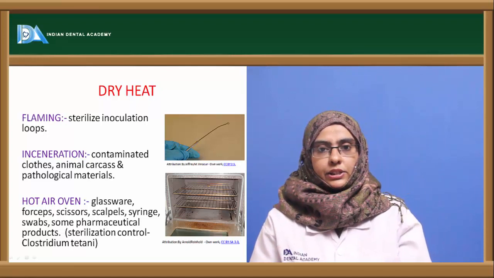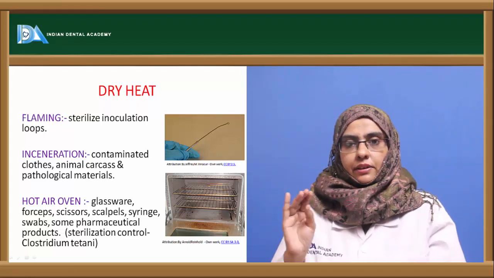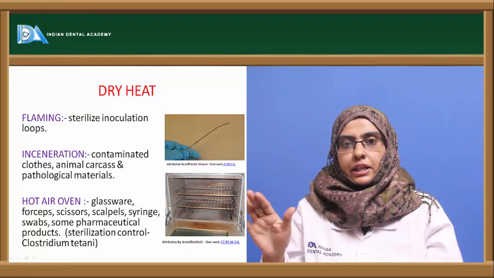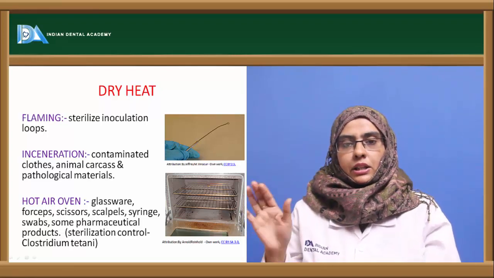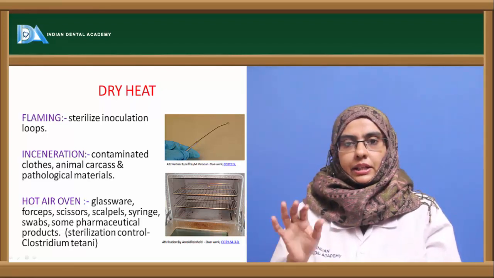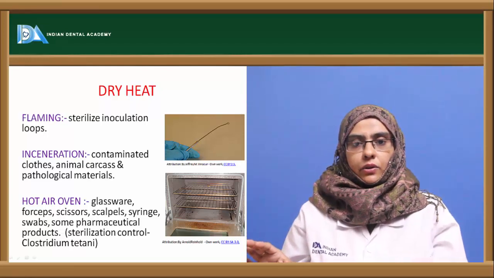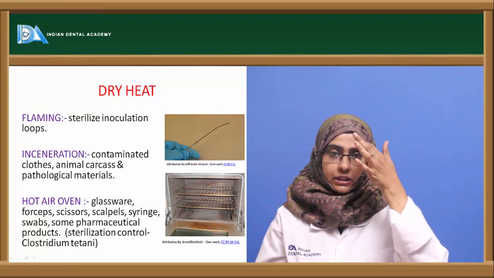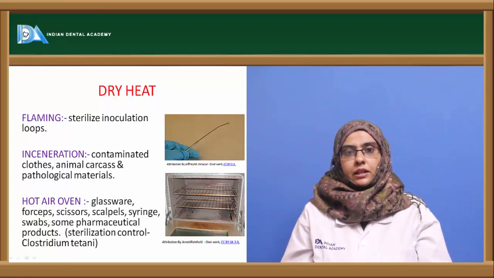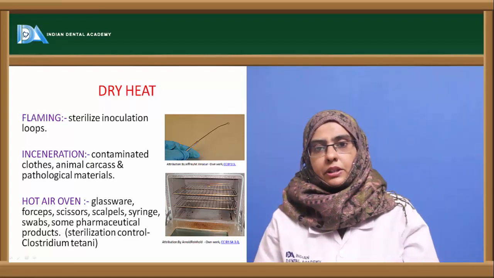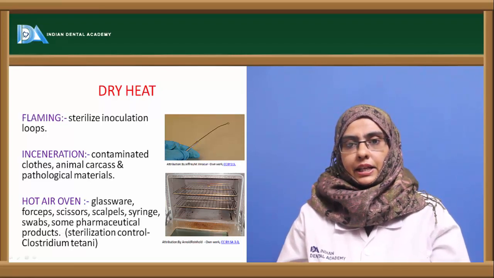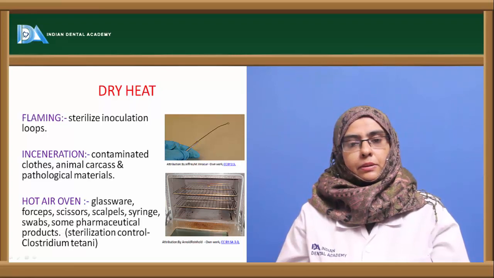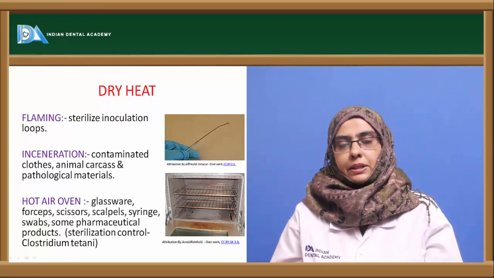because the circulation of air will not reach each and every part of the object. So it should not be overloaded, and it should be equally distributed, so that the dry heat is circulated equally inside the hot air oven and kills the microorganisms. Moreover, rubbers, pharmaceutical products and antibiotics cannot be sterilized with dry heat, because they are heat sensitive in nature, and dry heat is a bad conductor of heat, so it has less penetration power.